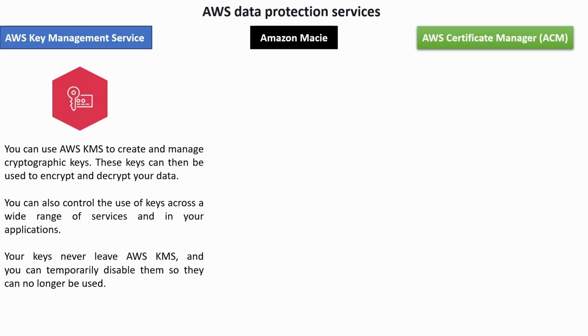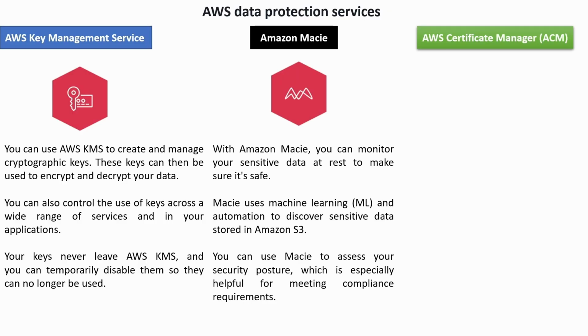Next up is Macie. With Amazon Macie, you can monitor your sensitive data at rest to make sure it's safe. Macie uses machine learning and automation to discover sensitive data stored in Amazon S3. You can use Macie to assess your security posture, which is especially helpful for meeting compliance requirements.